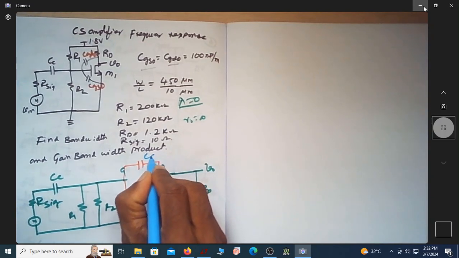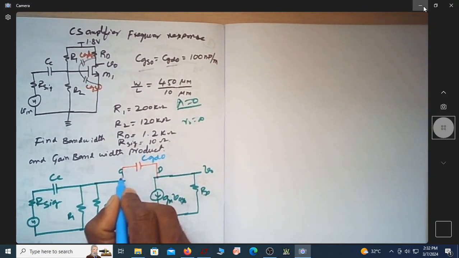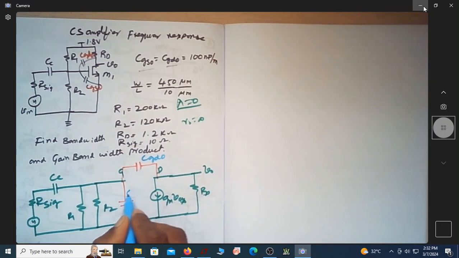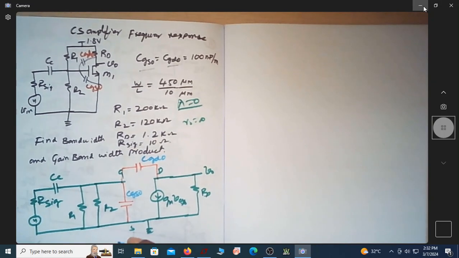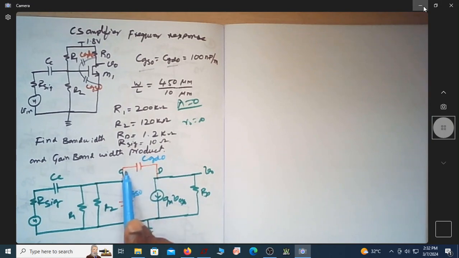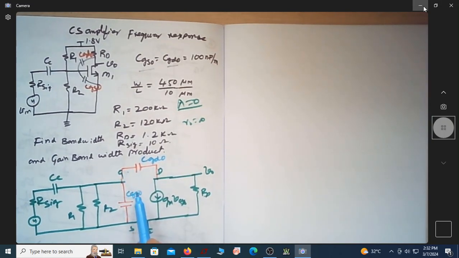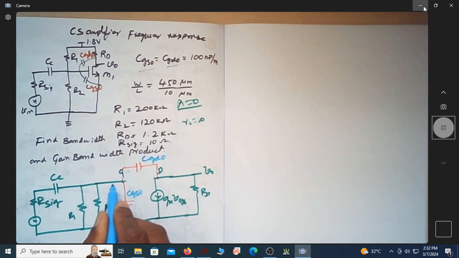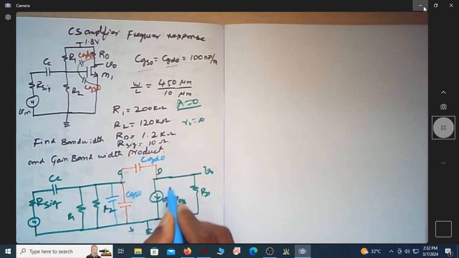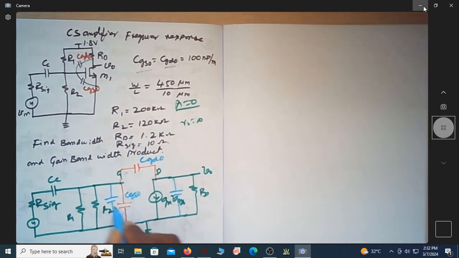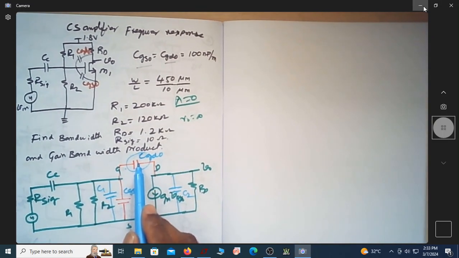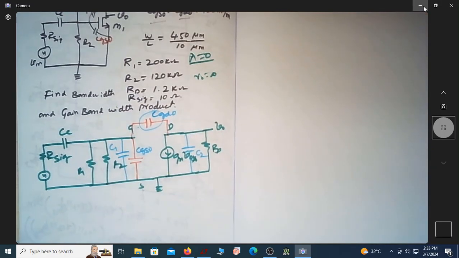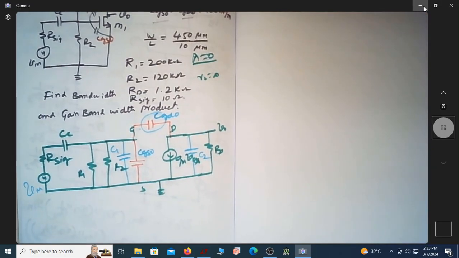CGDO is between drain and gate. CGSO is between gate and source. So now we know that this floating capacitance can be replaced using two Miller capacitances, one at this side and the other one at this side. So this is capacitance C1, capacitance C2, which is derived out of this CGDO using Miller's theorem. So let me rewrite the entire thing.